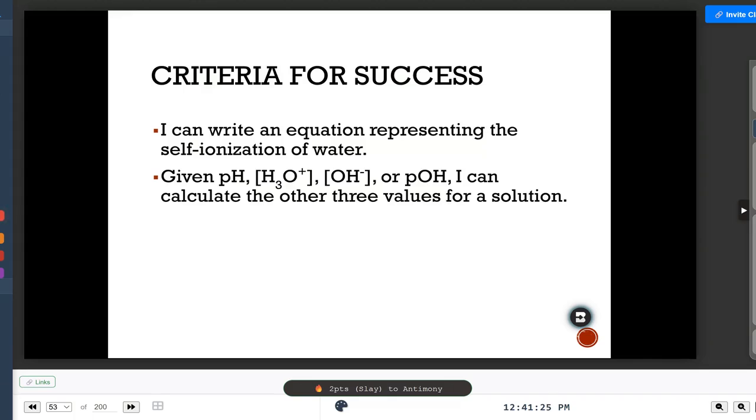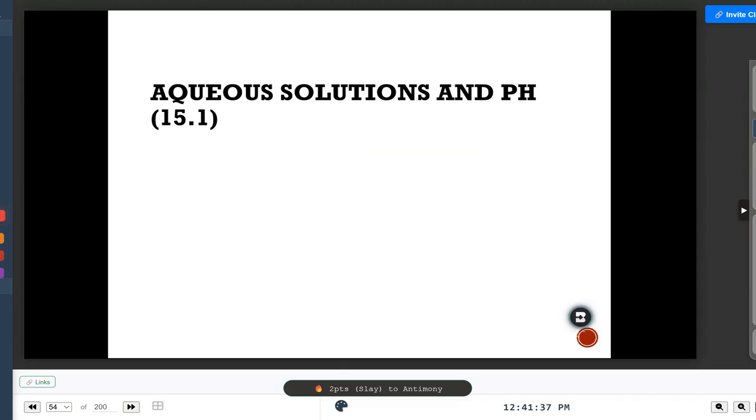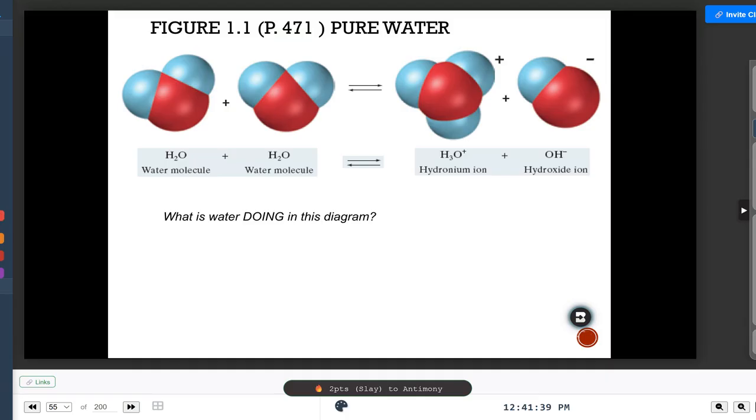have heard of before. So walking out here today, you're going to write an equation representing self-ionization of water. And then if I give you one of those values there, you should be able to get the other 3 values. All right, so we're dealing with aqueous solutions.